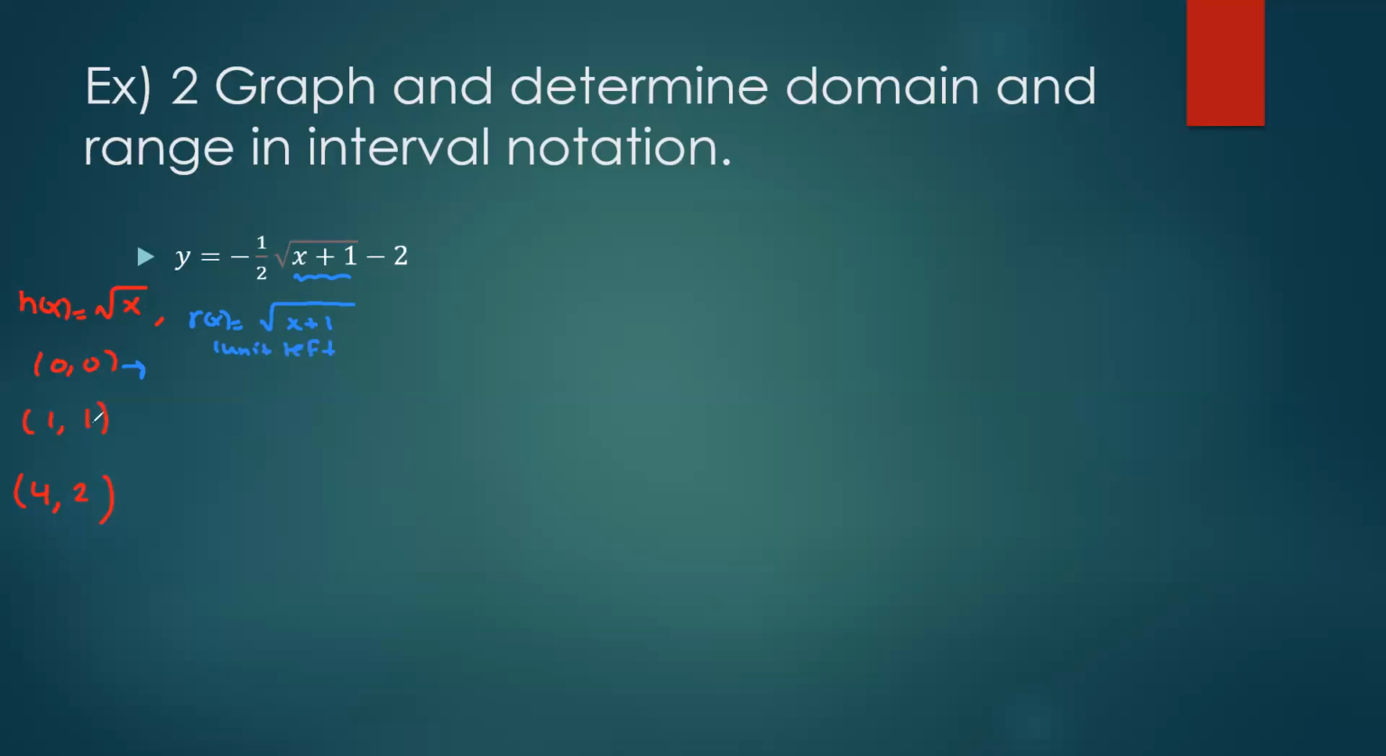Okay, so what you're going to do is on the x value, you're going to subtract 1. So 0, 0 will not be 0, 0 anymore. It would be negative 1, comma 0, right? 1, comma 1 would not be 1, comma 1. You subtract 1 from the x, so that would be 0, comma 1. 4, comma 2, you would subtract 1, so that would be 3, comma 2.